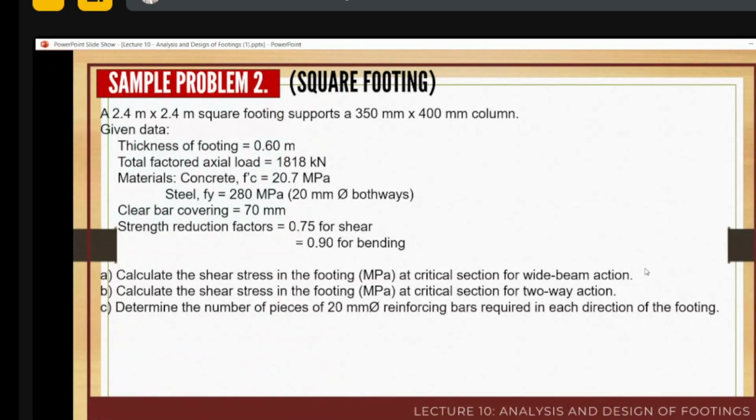For one-way shear. Next, calculate the shear stress at the critical section for two-way shear, which is considering the punching, bo. And bo from the face of the column is just effective depth over 2 around the column. Then, determine the number of pieces of 20 mm reinforcing bars required in each direction of the footing. So these are the three requirements for this problem statement.